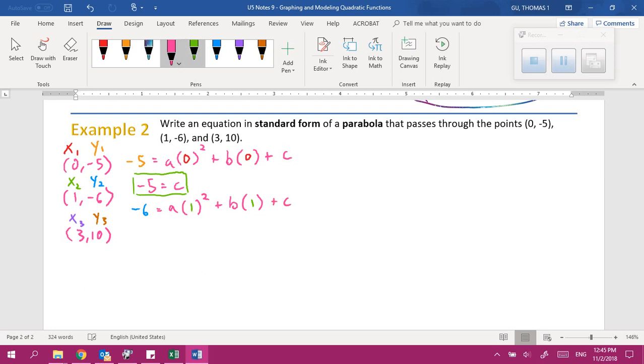Plus c. If I simplify this, it's going to be negative 6 equals... What do I do here first? Square it. What's 1 squared? 1. What's 1 times a? A. So it's a plus, what's b times 1? B. So a plus b plus c. That's my second equation.